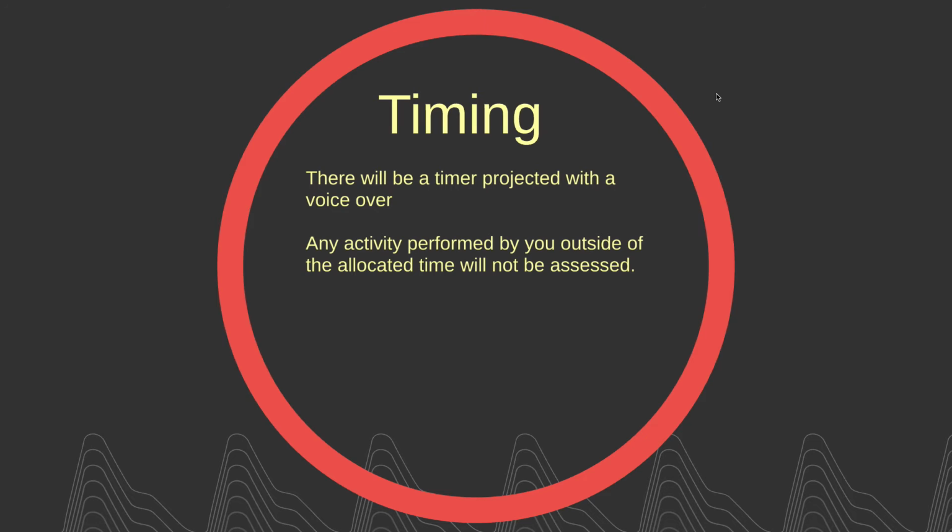So timing. There will be a timer projected with a voiceover. There will be a timer in the classroom, in the lab, and it will tell you when to start, when to stop, and give you some 5-minute warnings. Please note that any activity performed by you outside of the allocated time will not be assessed. So if, for example, you run out of time and you don't get everything done in the performance time of 30 minutes, unfortunately that will not be taken into account in your assessment item marking.